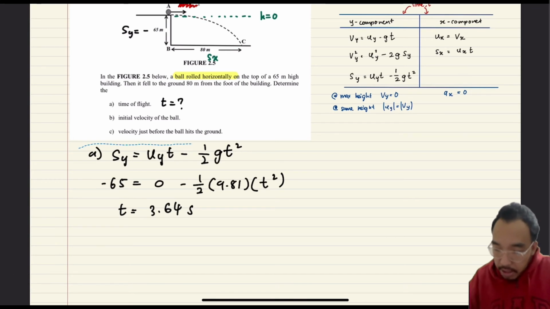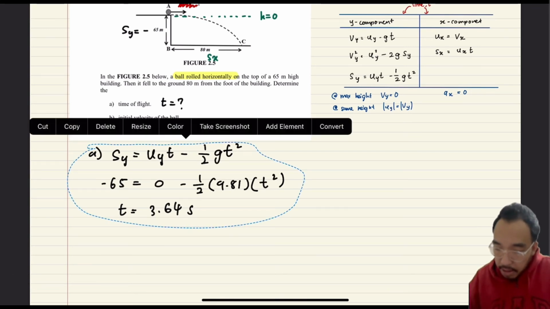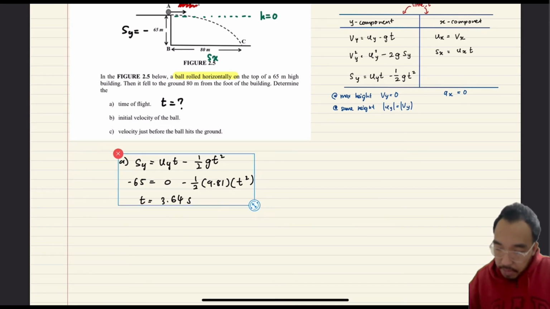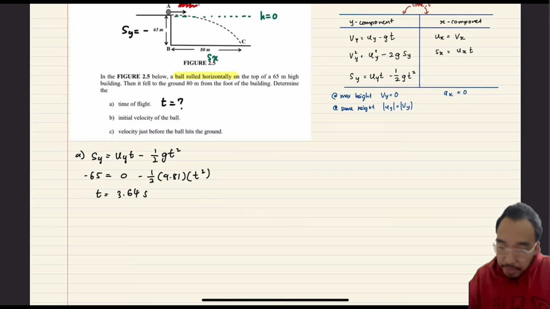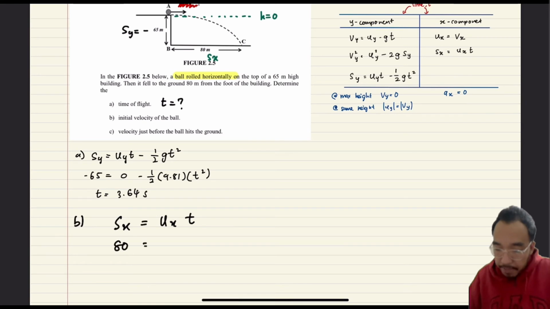Make this one smaller a little bit. Okay, the initial velocity of the ball. So we know that Uy is equal to 0, but now you have to find the Ux. Since the Sx is given, you can use this formula. It becomes positive 80 because it is to the right. Ux is the one that you want to find, and you can find the t, which is 3.64, using the time there. So 80 divided by 3.64, I got here is 21.98.